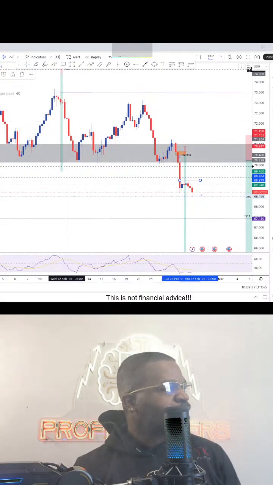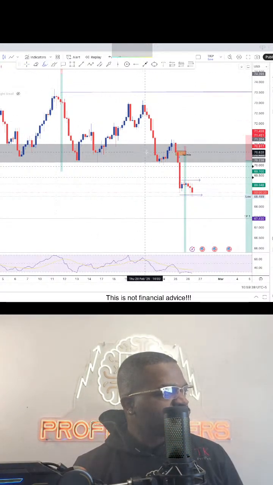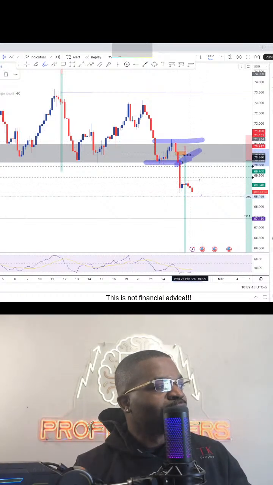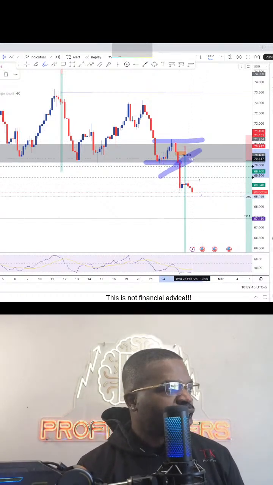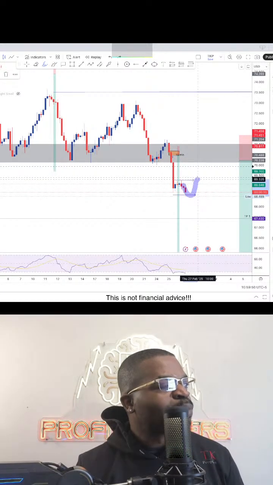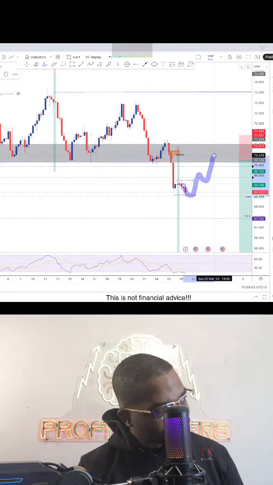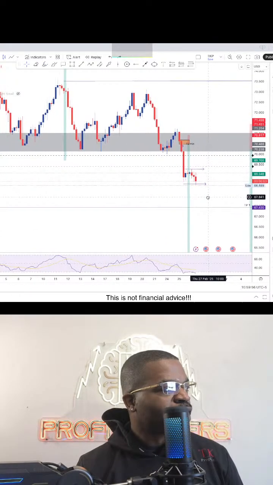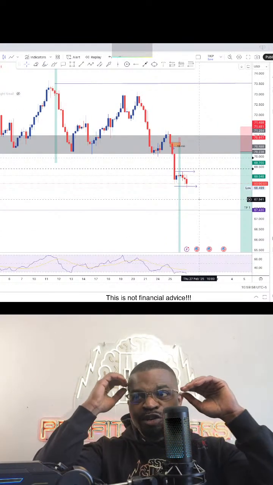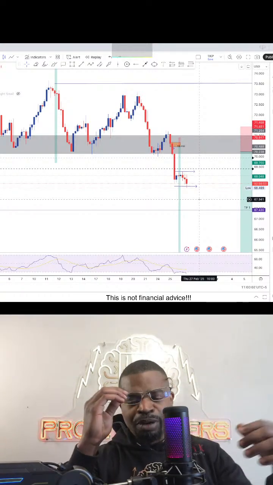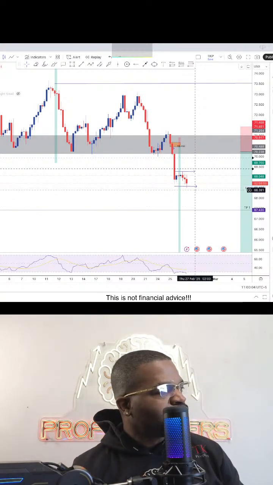So on US Oil, same concept, you guys. I'm not going to do anything different. This area right here, price consolidated. What is this? This is a break of consolidation. So really simple. I'm just waiting for price to pull back, to retest that level, and I'm taking this trade to the downside.